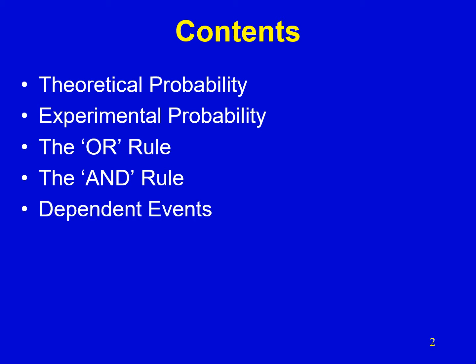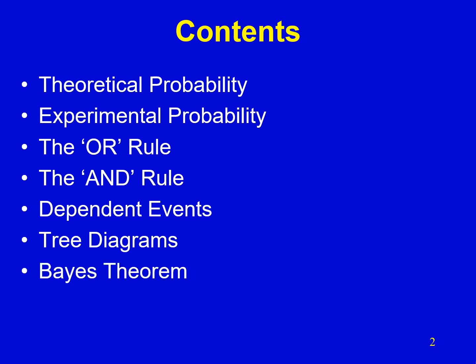We're going to consider events which are dependent on each other. We're going to see how we can represent probabilities in a diagram called a tree diagram, and finally we're going to look at a formula called Bayes Theorem.